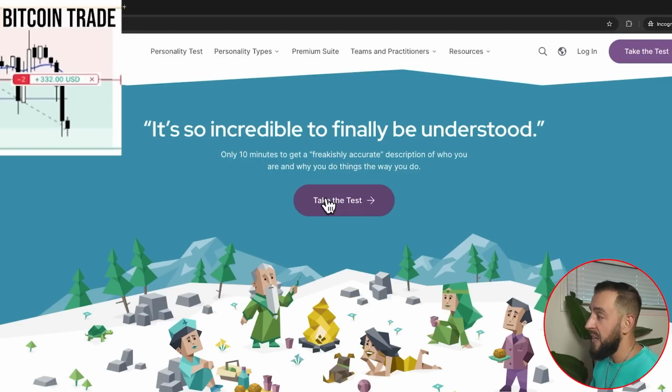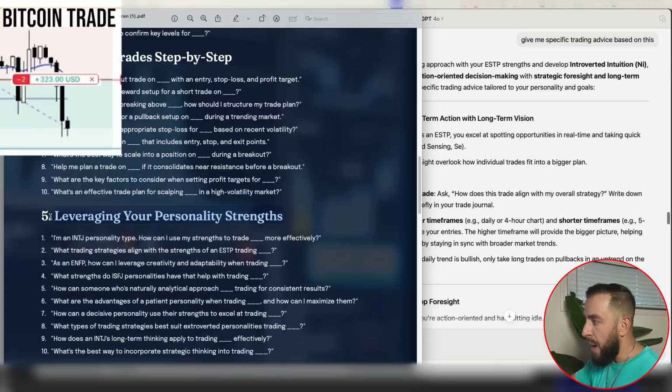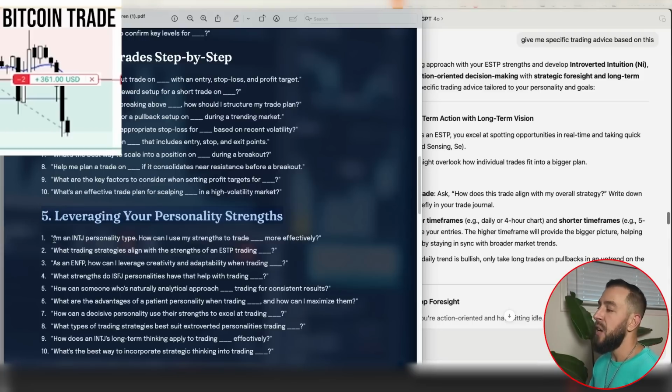First, take your personality test. I'll link you to the free one I use in the description. It's called 16 Personalities. And then once you know your personality type, prompt ChatGPT for specific advice. I'm a blank personality type. How can I use my strengths to trade more effectively?